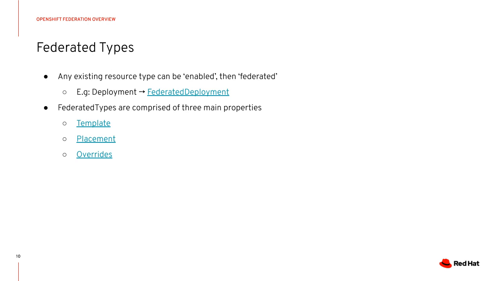Any API resource, whether it is a Kubernetes base type or a custom resource definition, may be enabled for Federation, then federated to put it under Federation control. Enabling a type creates a new type, which templates the original type and adds placement and override sections. Federating a resource creates a template of that resource and allows Federation to handle its propagation within the member clusters.